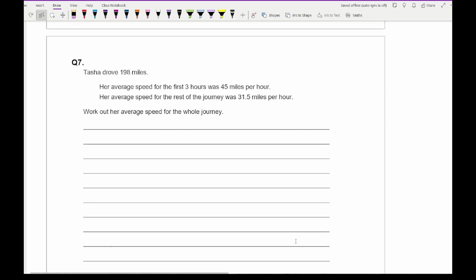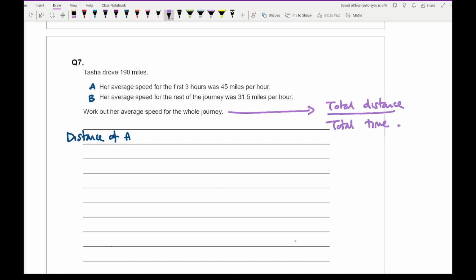Then moving on to our last question, it says Tasha drove 198 miles. Her average speed for the first 3 hours was 45 miles per hour, and the average speed for the rest of the journey was 31.5 miles per hour. And the question is asking us to work out the average speed of the whole journey. So the first thing we need to do is, if I just label the first section A and the second section B, work out the distance of A. And the reason for that is because to work out the average speed, that's the total distance divided by the total time.